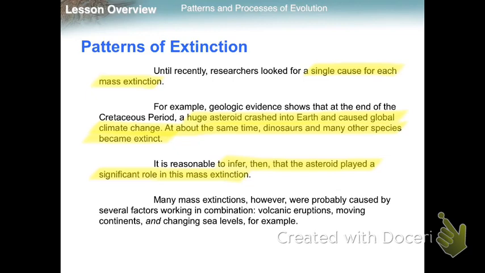What scientists are thinking now, though, is that some of the mass extinctions should be attributed to several factors: volcanic eruptions, moving continents, and changing sea levels. So multiple different factors.